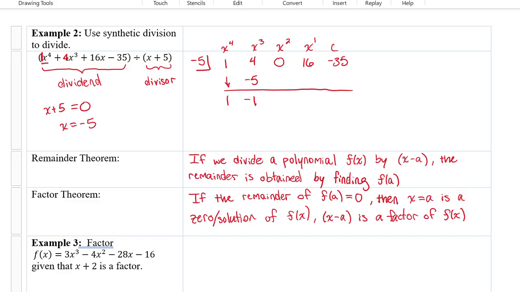Once you have a number back below the line, you start over. So -1 times -5, we're multiplying now, gives me +5. Now that I'm back above that horizontal line, I take 0 plus 5. And then -5 times 5. Then 16 plus -25, which is the same thing as 16 minus 25. I believe that's -9. And then -5 times -9 is +45. And -35 plus 45 is +10. The last number in synthetic division, this is your remainder.